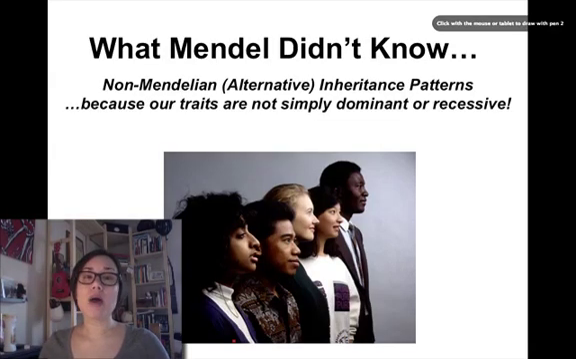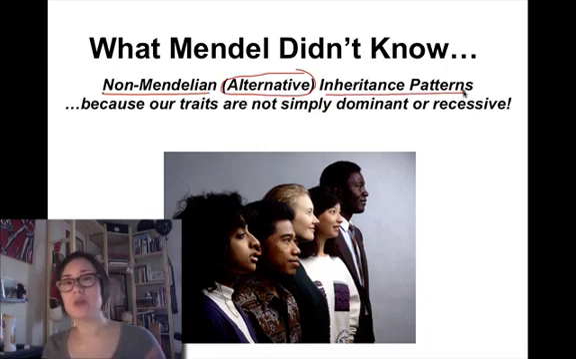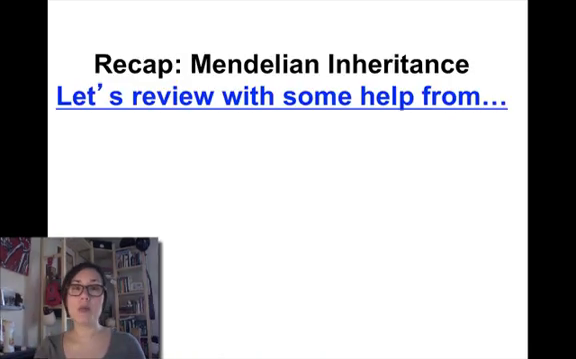When we're talking about genetics that doesn't work the way Mendel predicted, we're talking about something called non-Mendelian or alternative inheritance patterns. So this means we're not simply going to be talking about something that's just dominant or recessive. But before we talk about the new stuff, let's quickly recap.